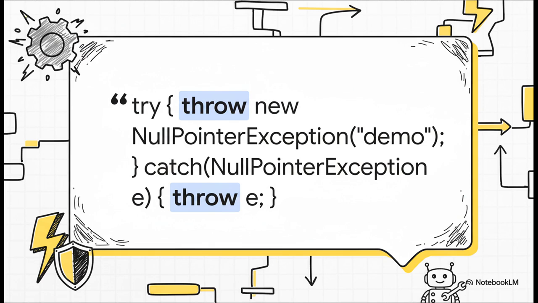Okay, now check this out, because this example is really cool. Look inside the demoproc method. We're not waiting for an error, we're making one with throw new NullPointerException. Right away, the catch block inside that same method grabs it and prints a message. But then, look at that last line in the catch block. We use throw e to rethrow the very same exception.